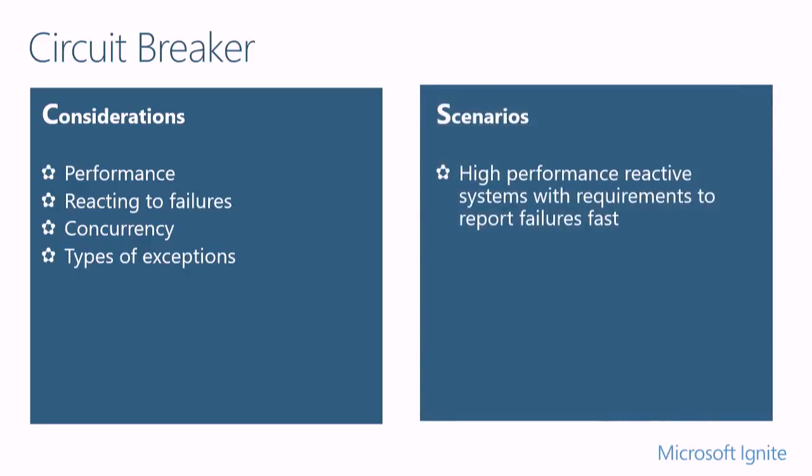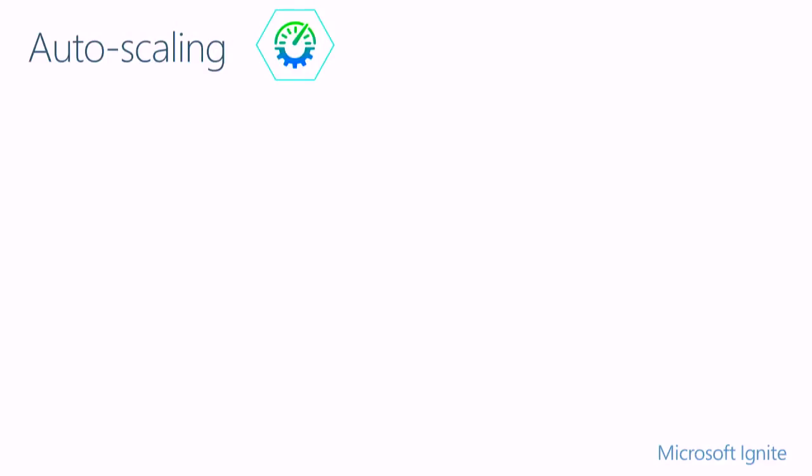Scenarios are like a high-performance reactive system, which needs to know as and when things fail, so that the UI can respond and people can be alerted of a service failure. Moving on, auto-scaling.